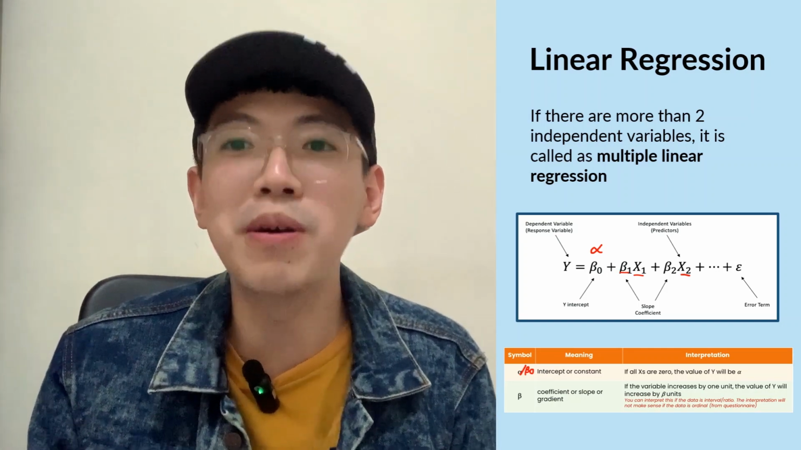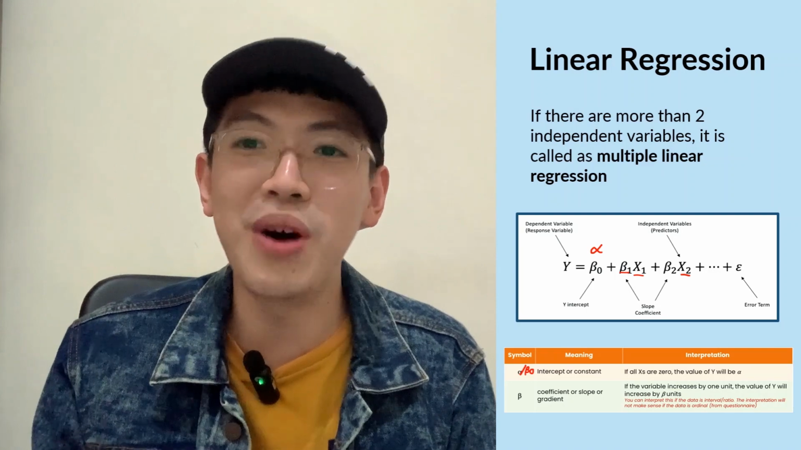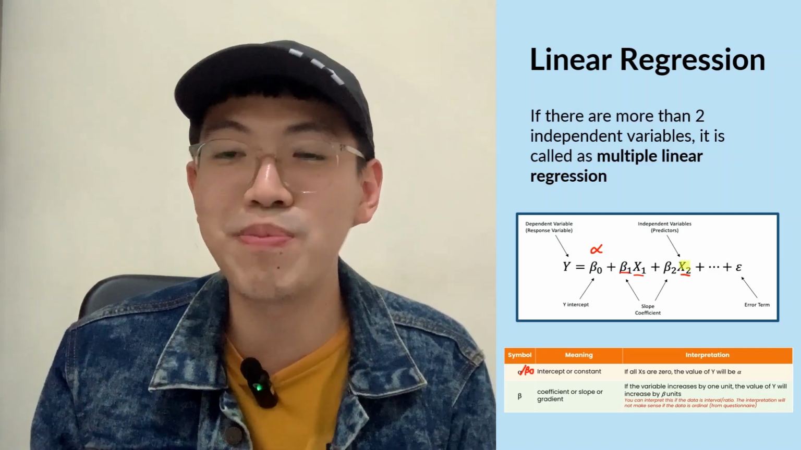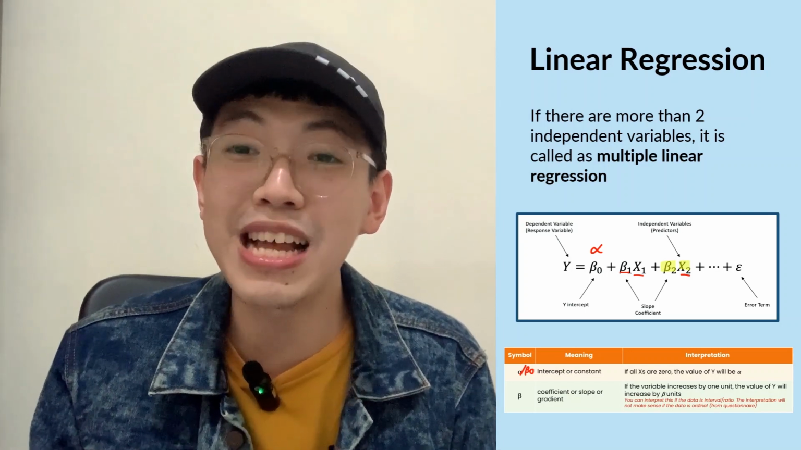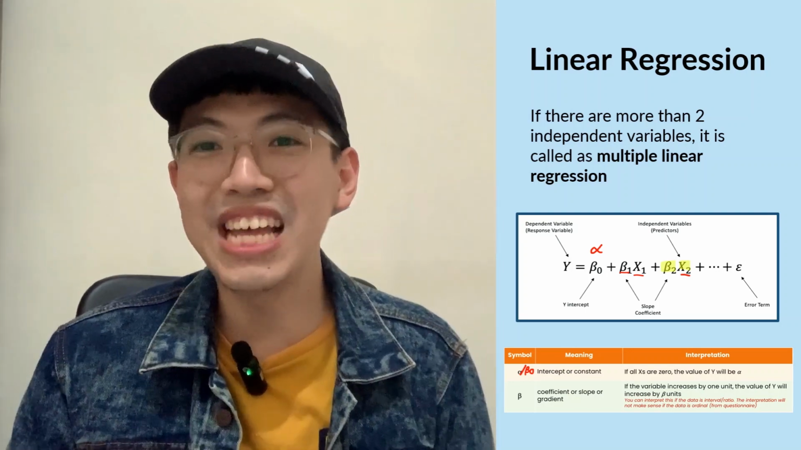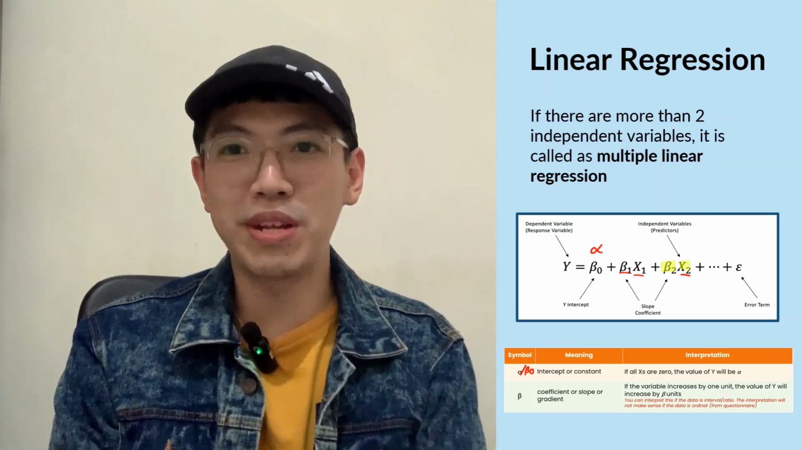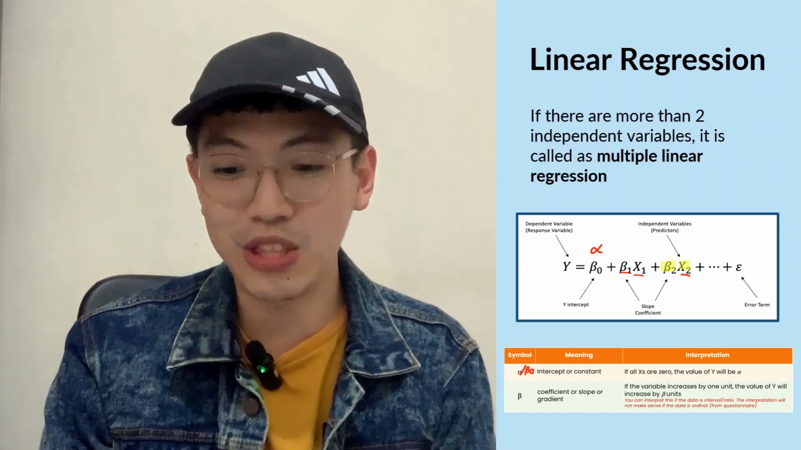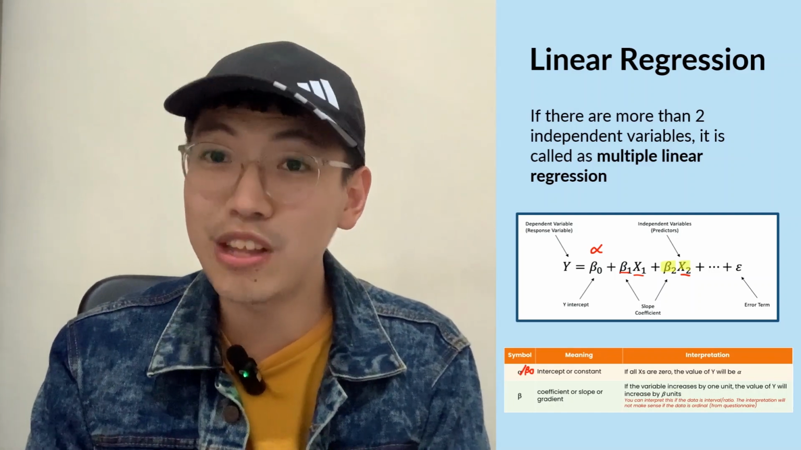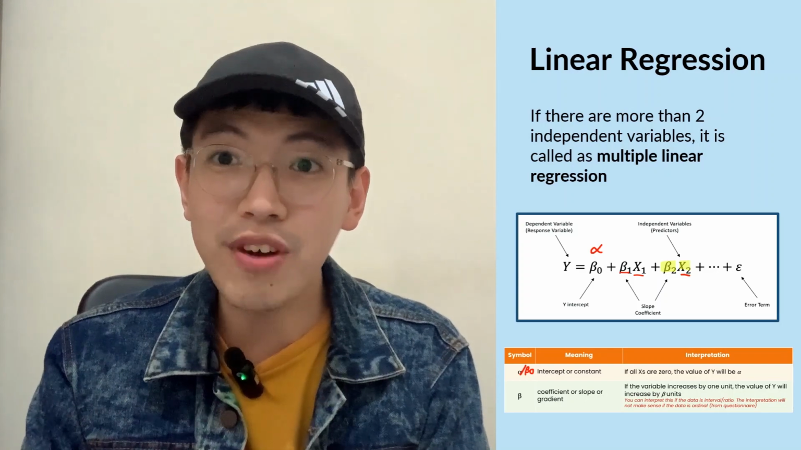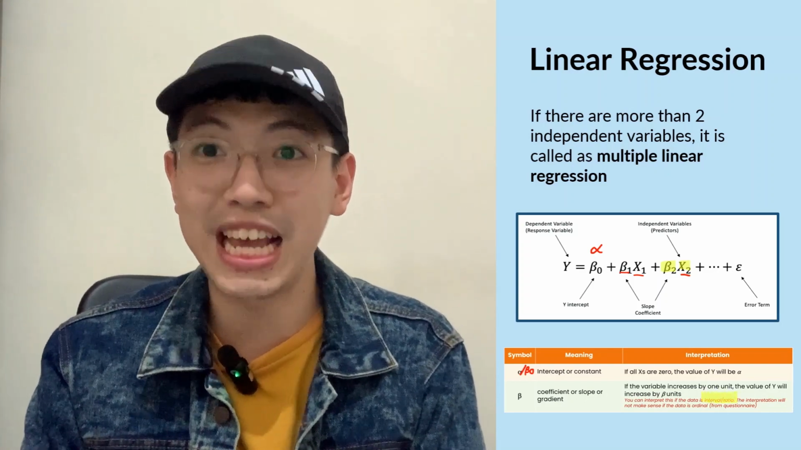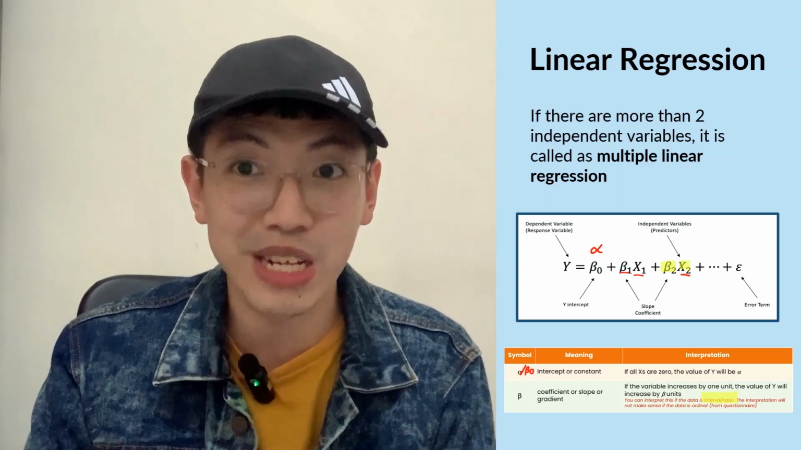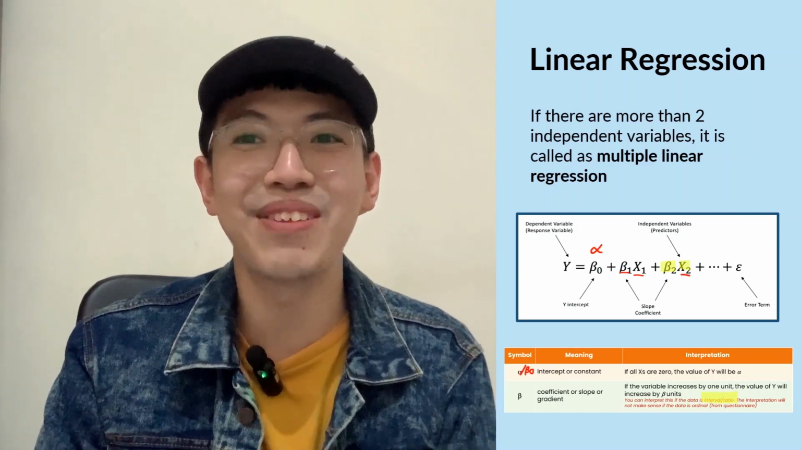If the variable x2 increases for 1 unit and the other variables stay the same, the value of y will increase by beta 2 units. This is the information for you guys. You can interpret the beta 1, beta 2, beta 3 if the data is interval or ratio. However, if the data is ordinal or it is in the form of Likert scale, you cannot interpret the result since it doesn't make sense.